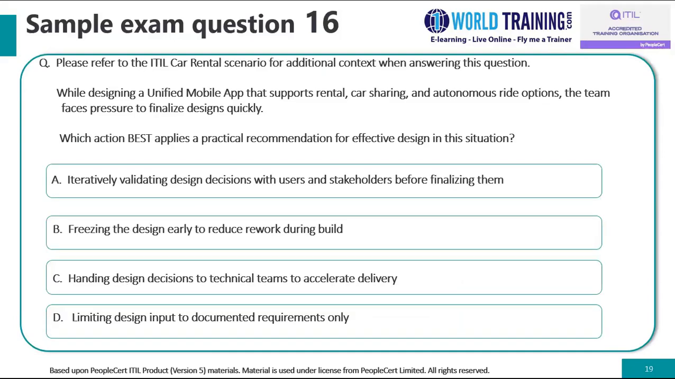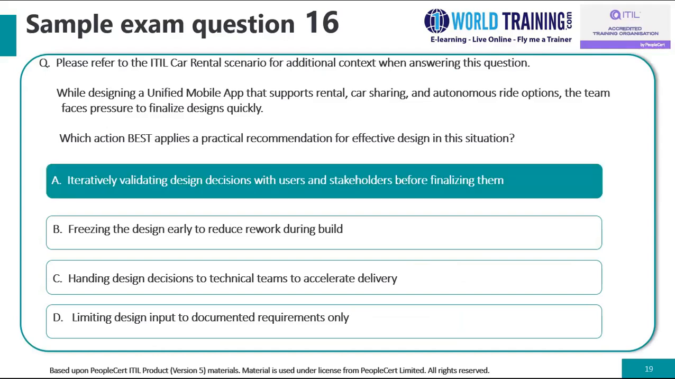Number 16, practical design recommendation. While designing the unified mobile app under pressure to finalize quickly, which action best applies a practical recommendation for effective design? Correct answer is A, iteratively validating design decisions with users and stakeholders before finalizing them. The design of digital products is performed in iterations and experiments and includes checkpoints with service providers and users.